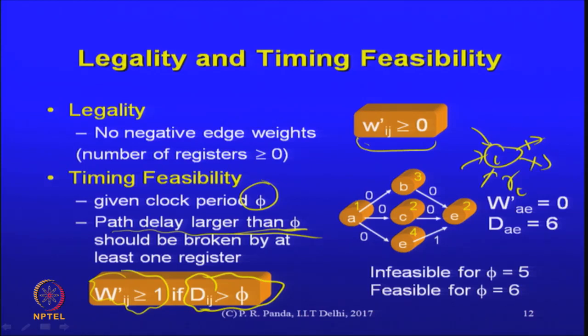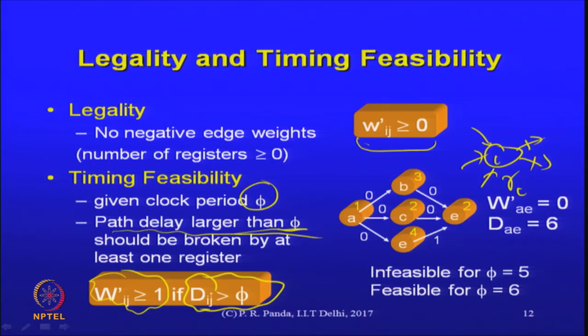Now, if it turns out that Dij is greater than phi, phi being my clock period, then I require that the capital Wij is greater than or equal to 1. You see that it captures this informal requirement that if the path delay is greater than phi, then it should be broken by at least one register. That is what we are capturing here.